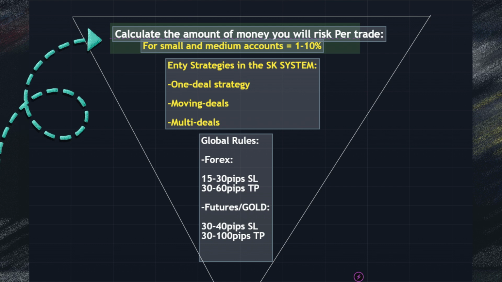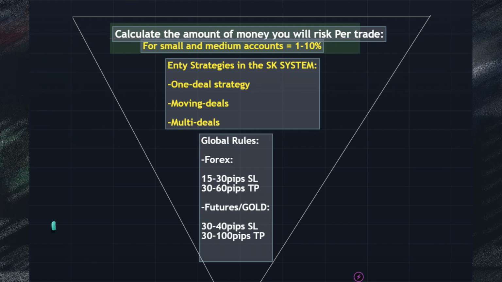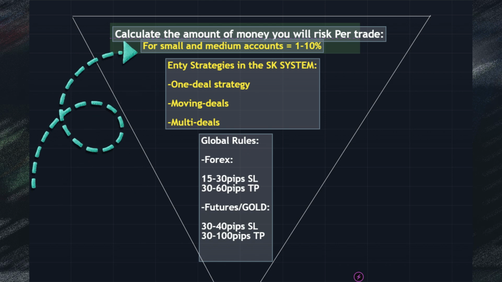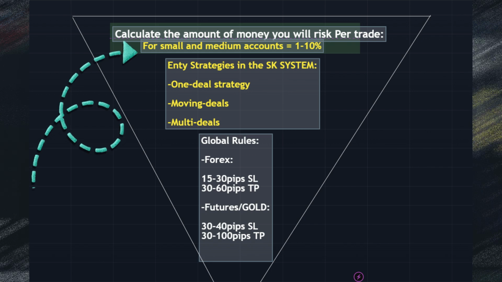Okay, why did I put this point first? Because we'll now discuss entry strategies for SK trades. There are actually 3 strategies. Okay, I want you to focus on this note. It is better for small accounts, from $100 to $500, that your risk percentage be 1% to 10% at most of your capital. Okay, now let's get to the most important topic, which is how to enter the trade.